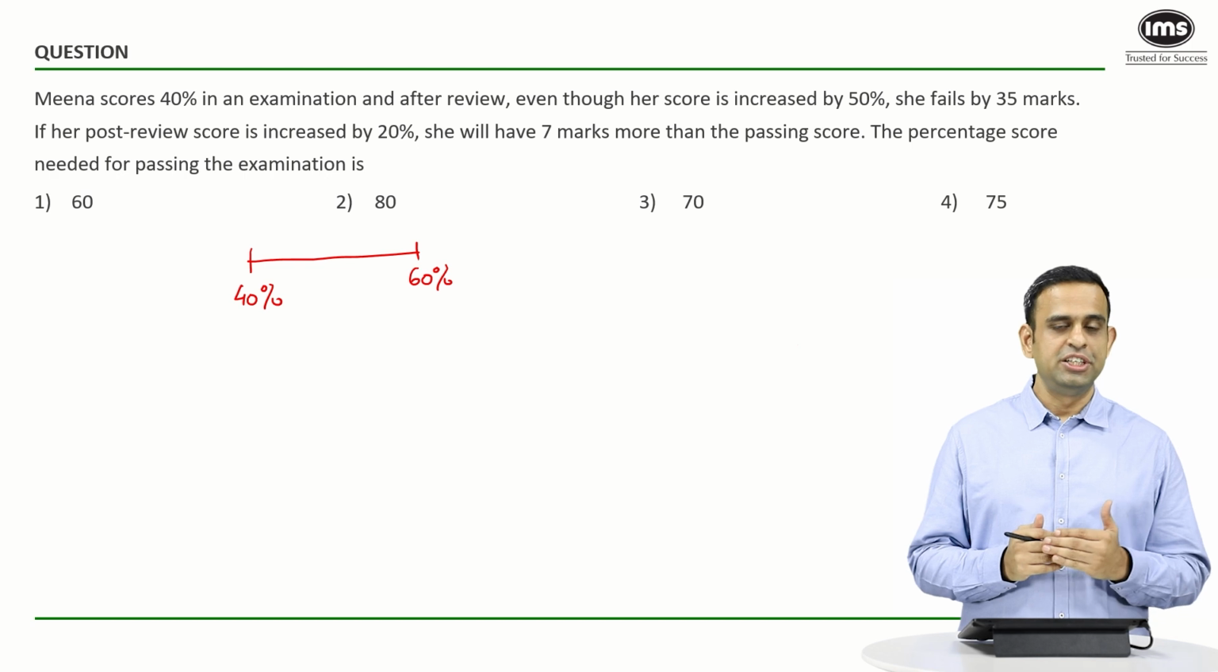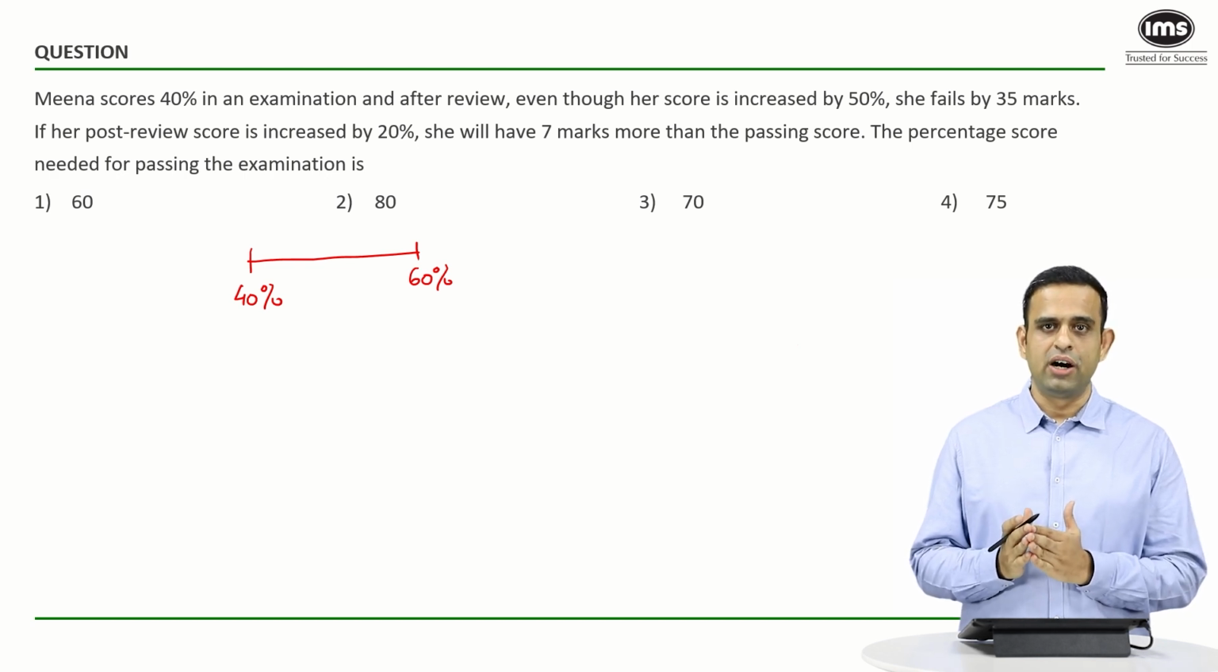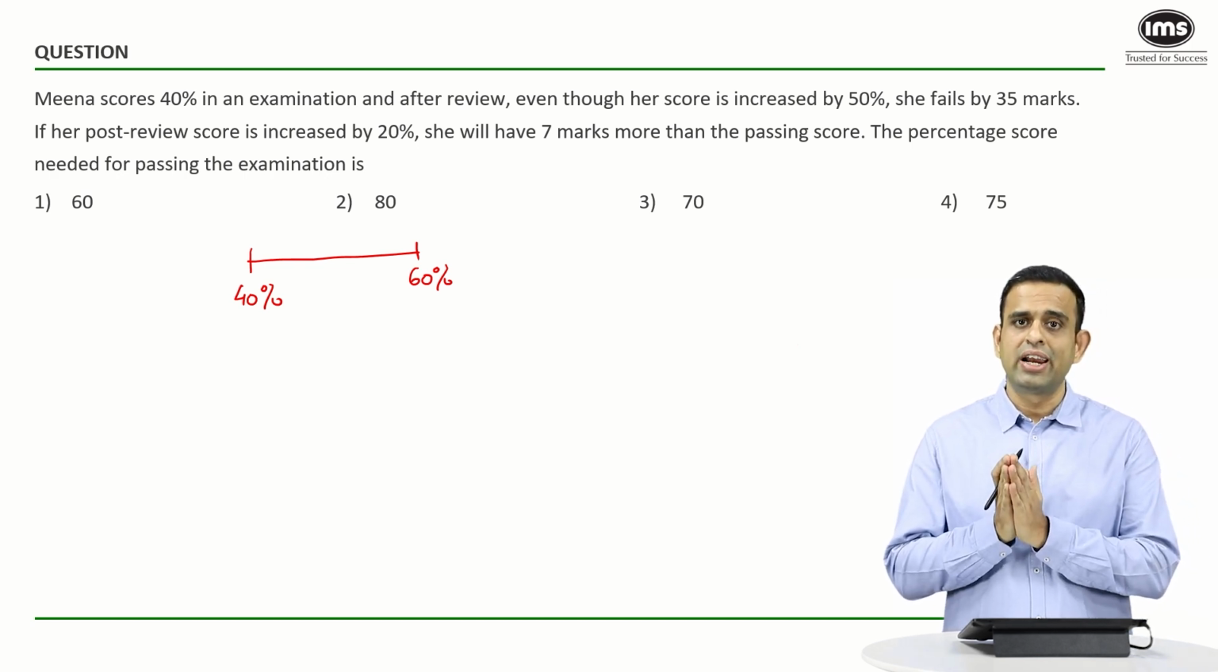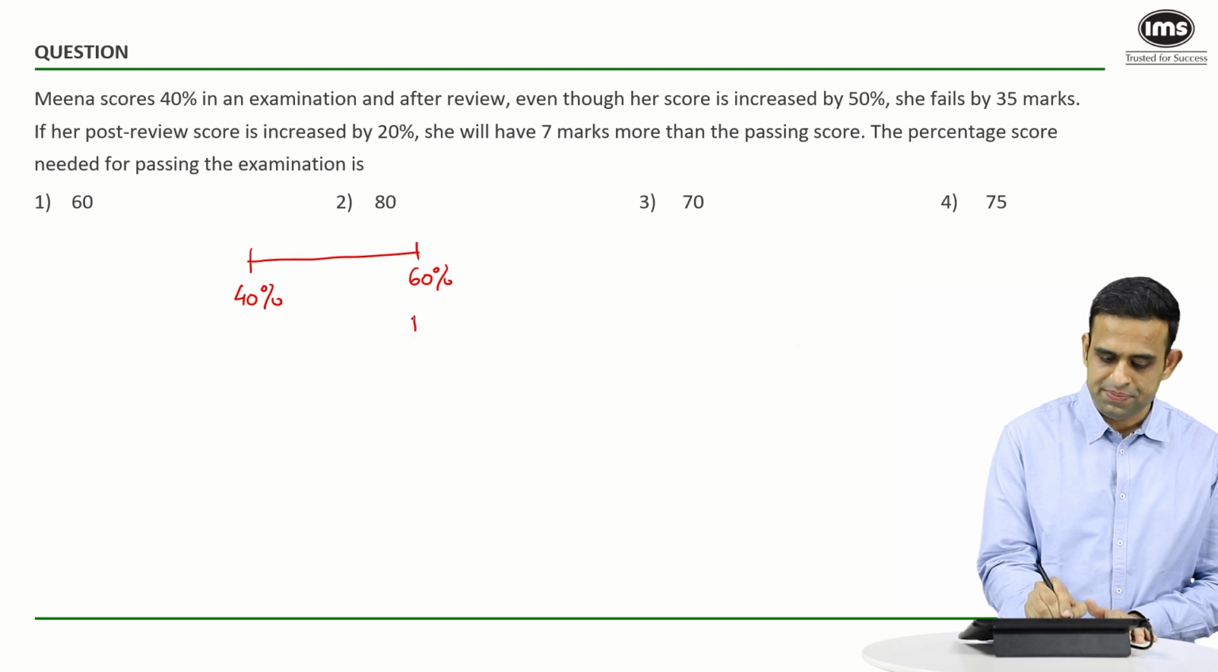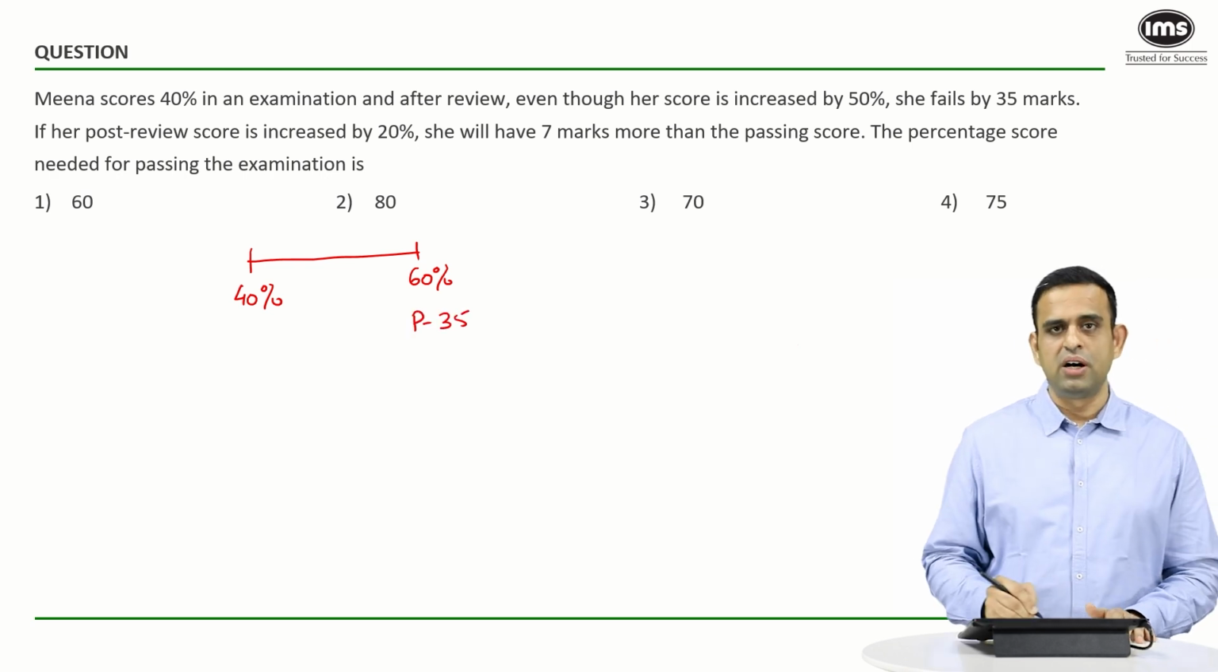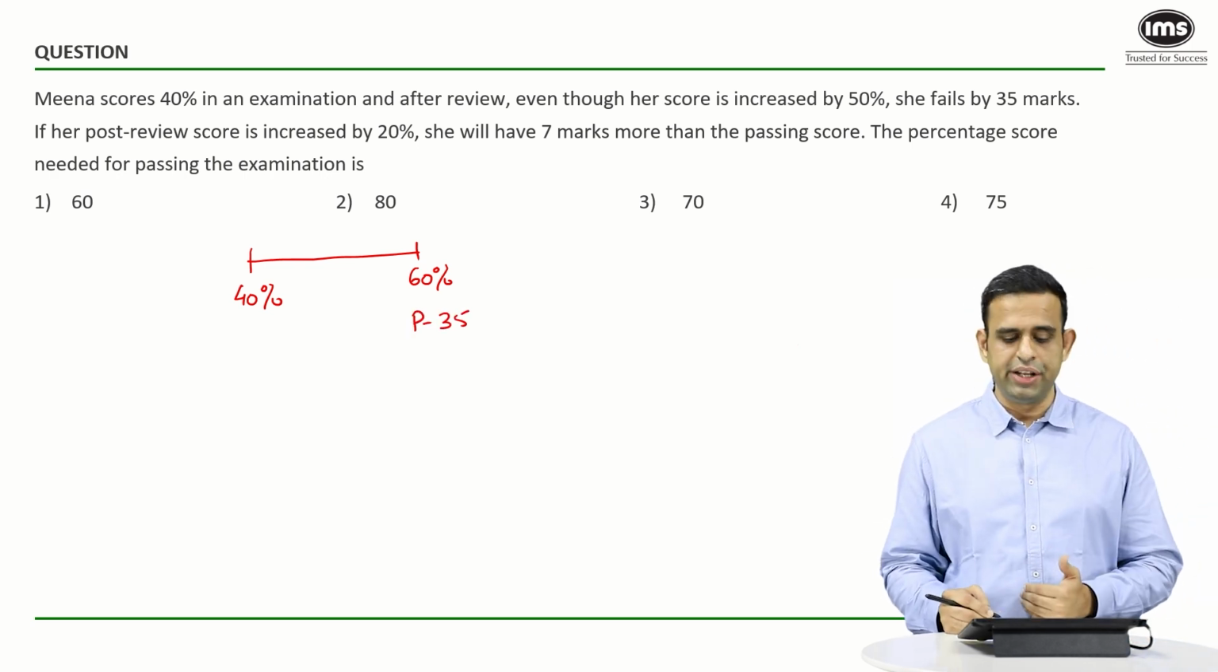So when Meena gets 60% marks, she fails by 35 marks, which means that she is getting 35 marks less than the pass marks. So if P denotes the pass mark, one can say it has to be P minus 35.